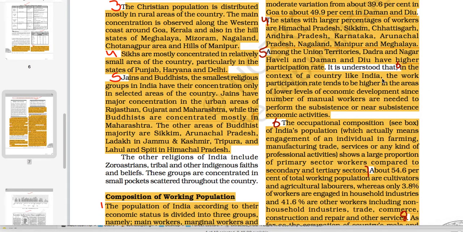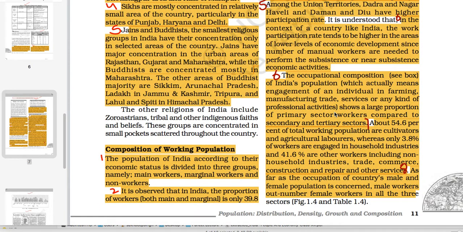And sixth point is in the context of a country like India, the work participation rate tends to be higher in the areas of low level of economic development, means the working population is more in those areas where the economic development is very less. And basically the workers here do manual work and they are totally dependent upon their economic activity, what they earn. Means they are daily wage workers.